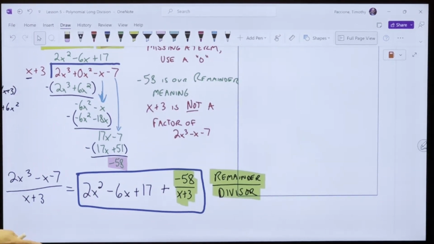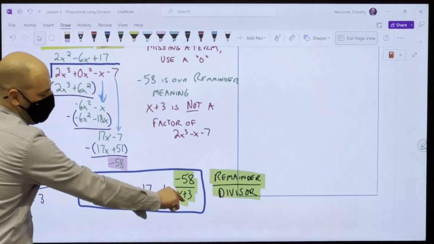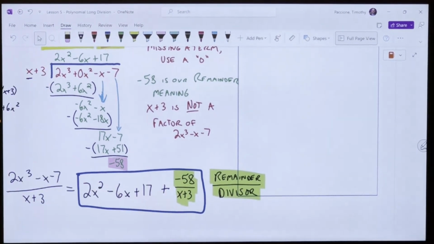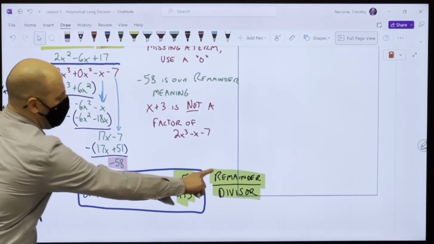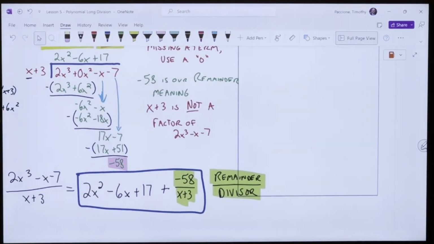You couldn't do it. Yeah? Could you put the negative from the 58? Yeah, you could put minus 58 over x plus 3. Wait, where do you get the 13 from? Where's that? Oh, x plus 3. So x plus 3, that was like a 13. Right. Sorry. So you put the remainder over your divisor. That's just how you write a remainder.